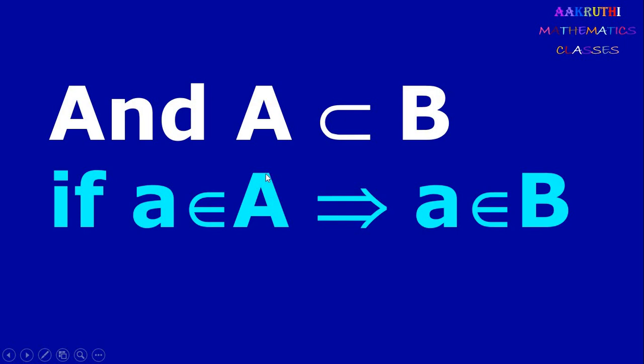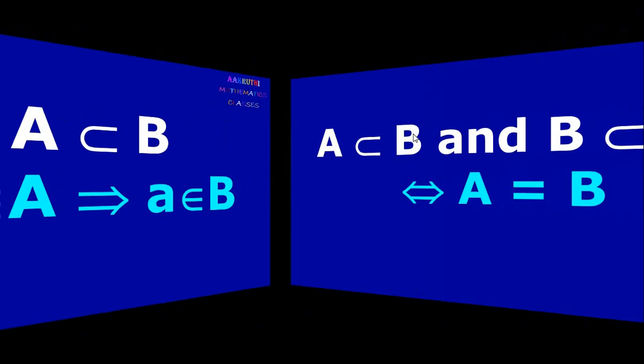So next one, A is a subset of B if x belongs to A implies x belongs to B also. That is, all the elements of A are also elements of B. If any element is present in A, the same element should be present in B also. Then only A is a subset of B.